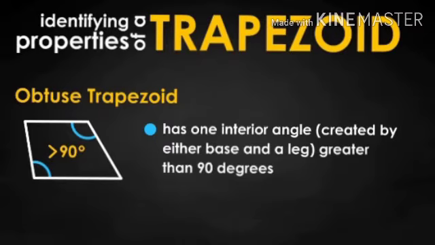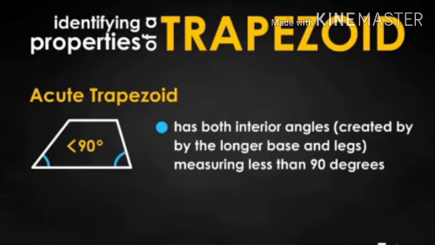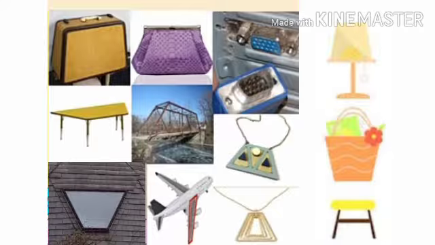Obtuse trapezium has one interior angle. What is an interior angle? It is an angle inside a shape, created by either base and a leg, greater than 90 degrees. Acute trapezium has both interior angles created by the longer base and legs, that is non-parallel sides, measuring less than 90 degrees. Examples of trapezium in real life.